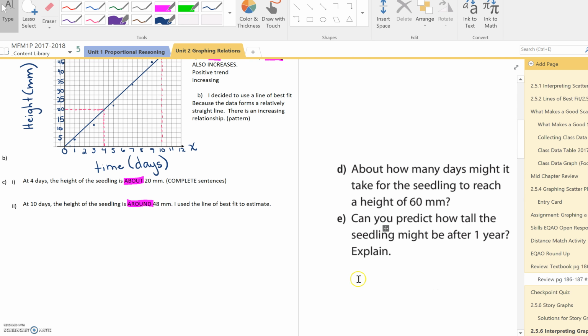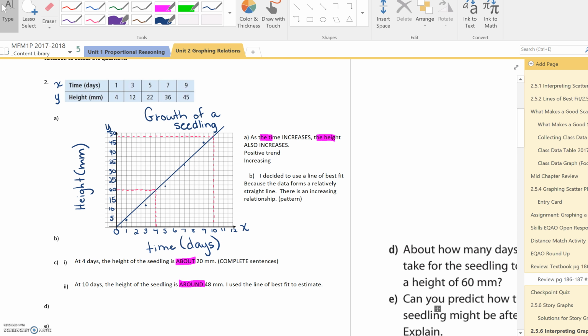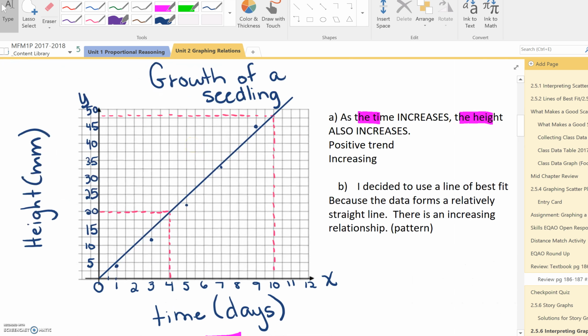Okay, so the next question is asking how many days might it take for the seedling to reach a height of 60 millimeters. So now you have to recognize that they give us the height. So I'm going to go to the graph and go to a height of 60 millimeters, which is kind of a problem for my graph because mine only goes up to 50. So I'm just going to extend my graph a little bit more. I'd say 55 is about here, and 60 is probably about here. So that's going to be a problem for me, but it's not really a huge problem.